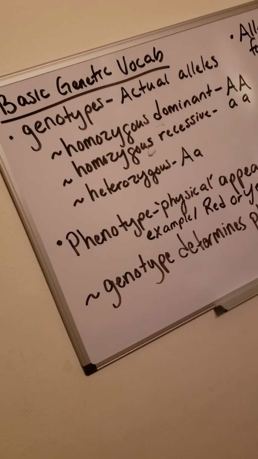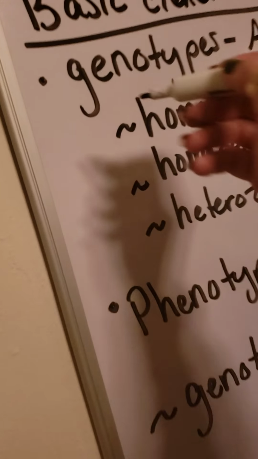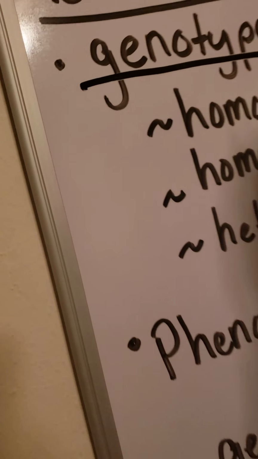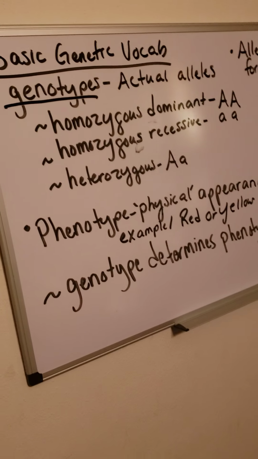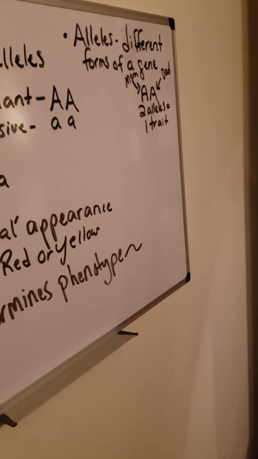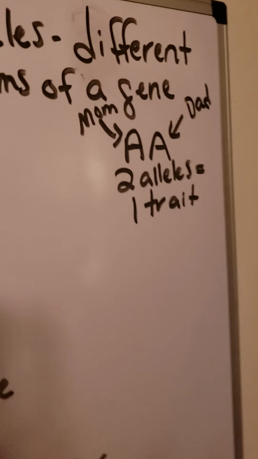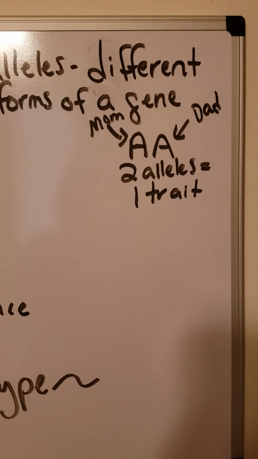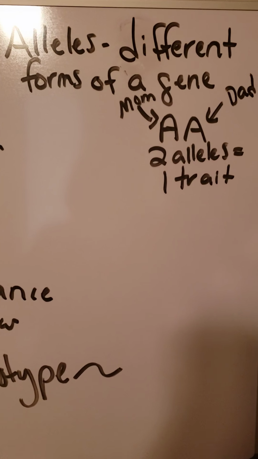For sure, definitely what a genotype is. And it is right here. And a genotype is the actual alleles. Well, what is an allele, you might ask? Well, let me tell you. So an allele is a different form of a gene. So two alleles make up a trait, okay? So you get one from mom and one from dad.